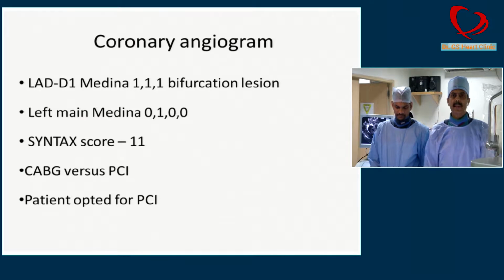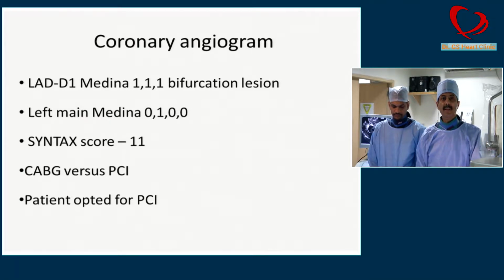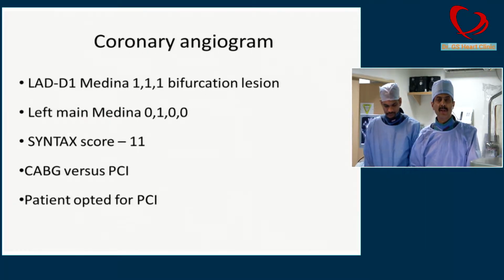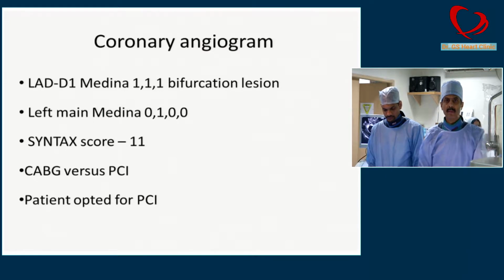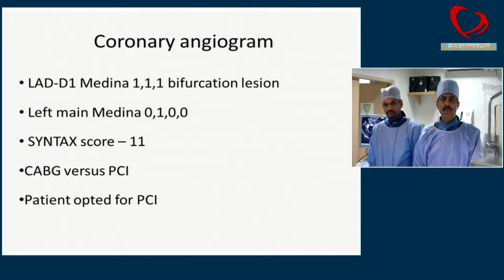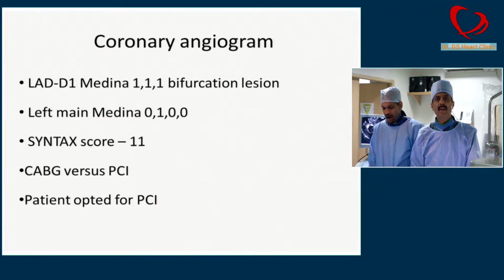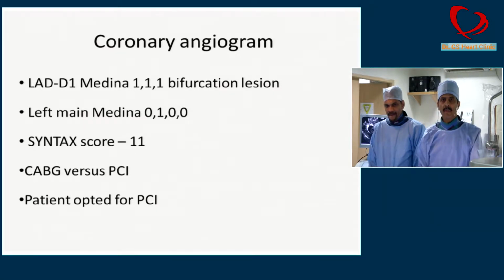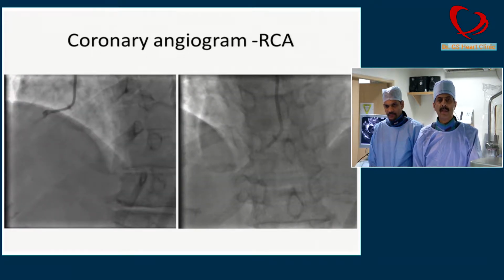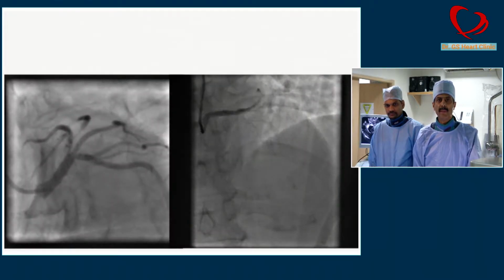So we discussed various options. So here we have almost like two bifurcation lesions. One is a LAD diagonal true bifurcation and a left main trifurcation. So it's a lesion which involves the ostium of the LAD. So we discussed various options, CABG versus angioplasty, and the patient wanted to have PCI. Since the SYNTAX score was 11 and she was not a diabetic, we decided to go ahead with the PCI.